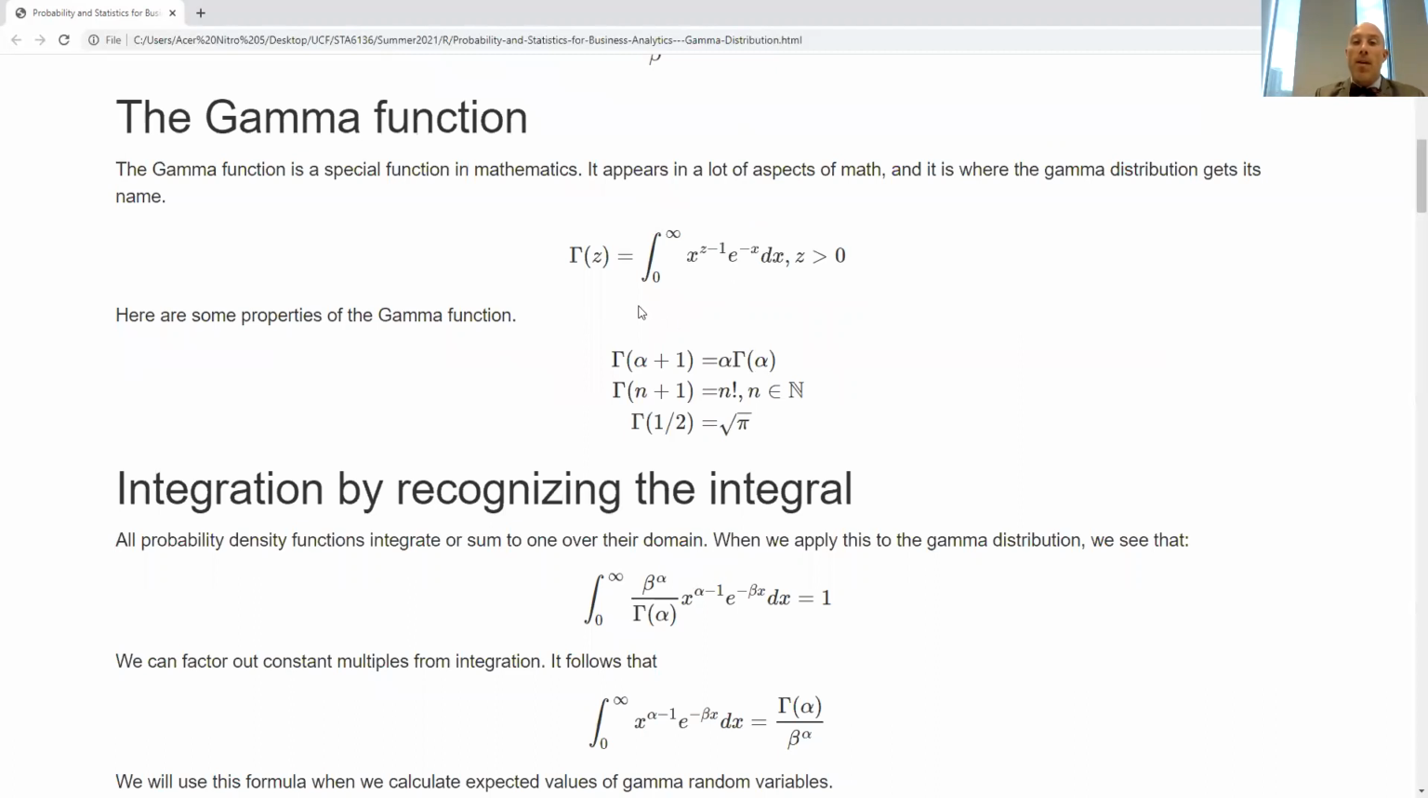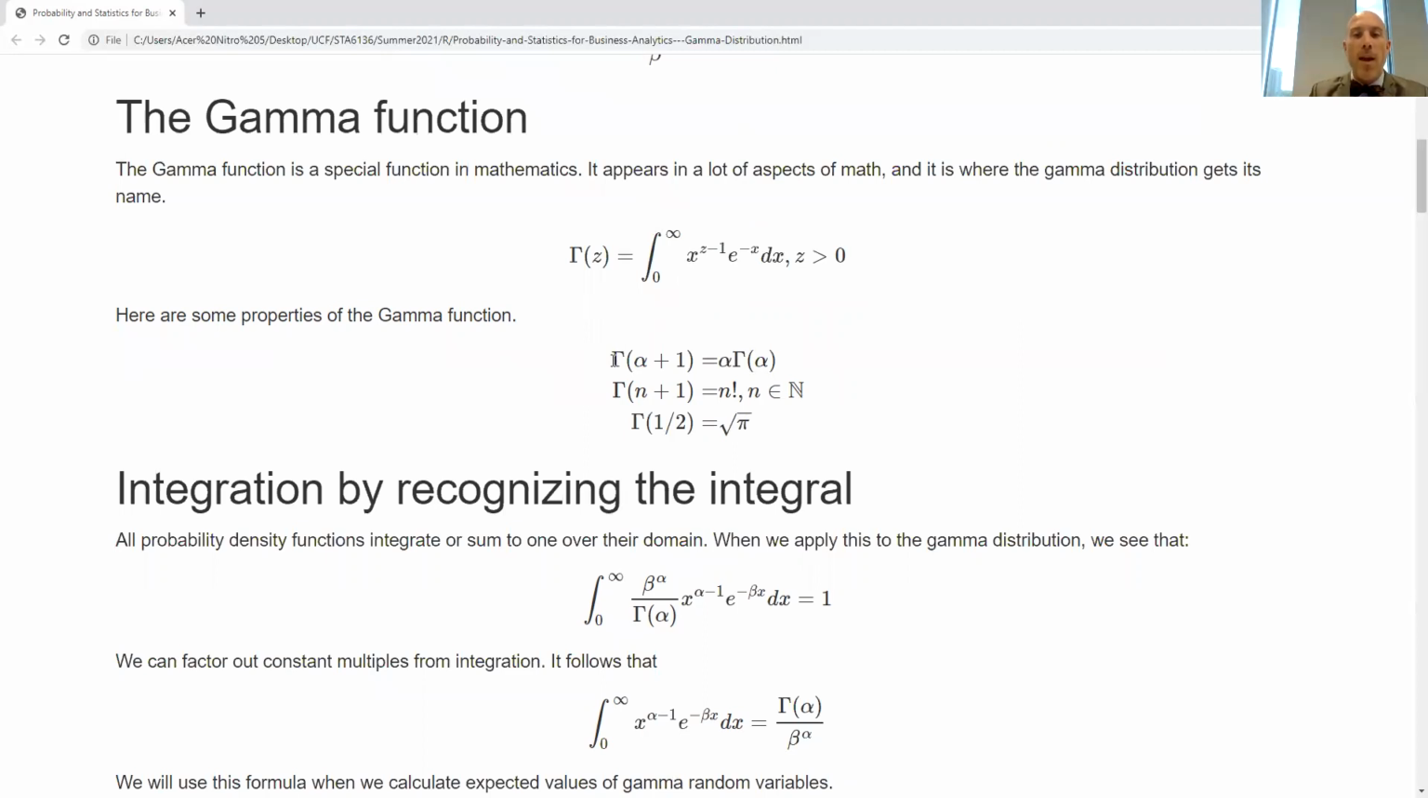So now, this function, the gamma function, appears in a lot of parts of mathematics. It's very useful, very powerful. It's a special function. It has actually a bunch of special properties. We're going to look at just some, like 3 of the main ones.